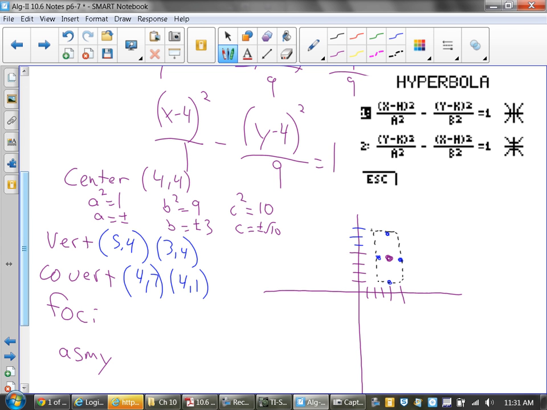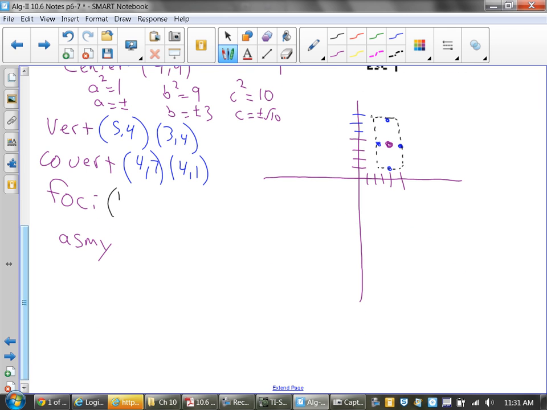Our focus is the distance from the center, you use c. I really can't add the square root of 10 to 4 very well. But am I adding it to the x value or the y value for the center? The x value, because it's moving left and right. So my focus ordered pairs will be at (4 plus root 10, 4) and (4 minus root 10, 4).